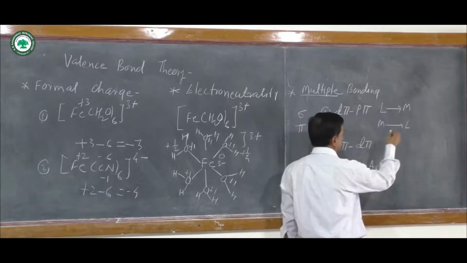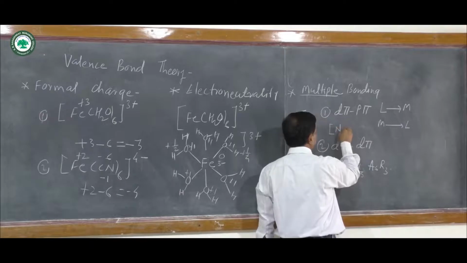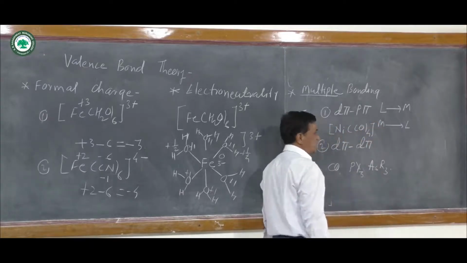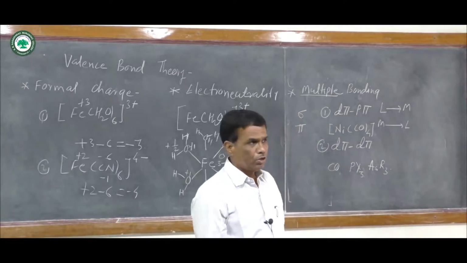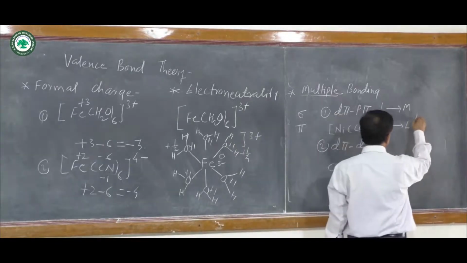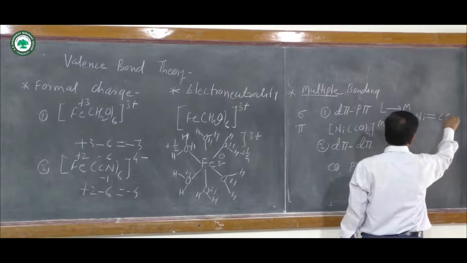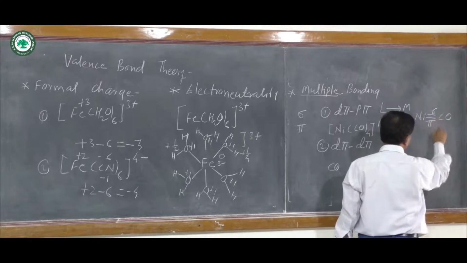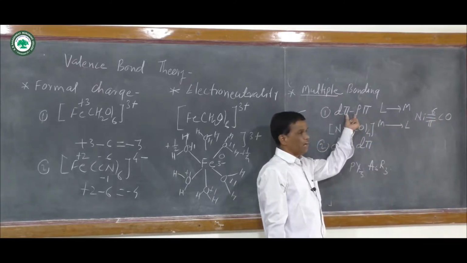Example is the formation of the coordination compound NiCO4. This is a neutral complex compound. In this neutral complex compound, there is a double bond between nickel and CO. The first bond is a sigma bond and the second bond is a pi bond, and that overlap is d pi, p pi overlap.